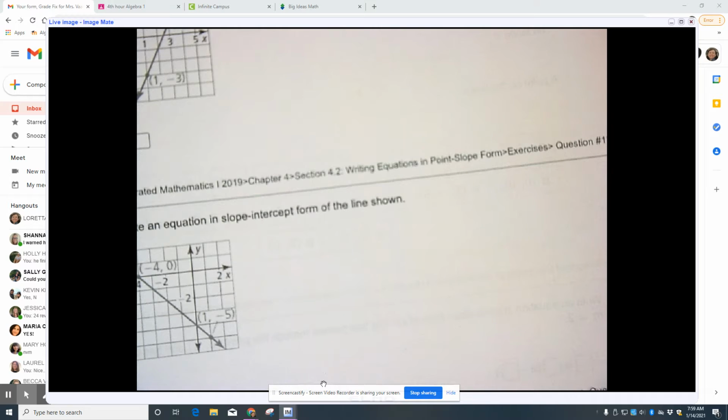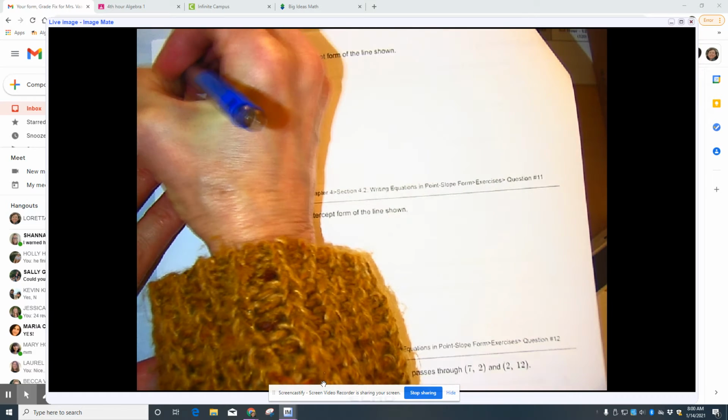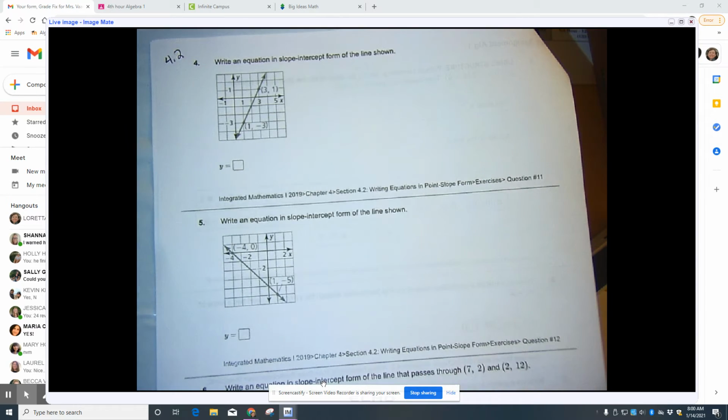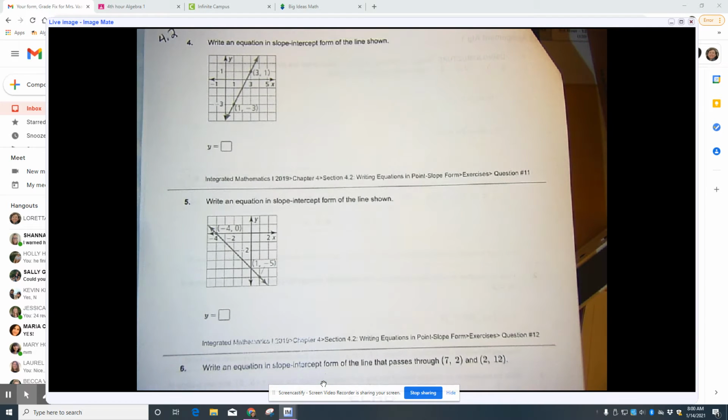To do a couple of 4-2 problems. These are from homework. I'm going to do probably 4 and 5 together. So again, this is section 4-2, your homework assignment, number 4 and number 5.